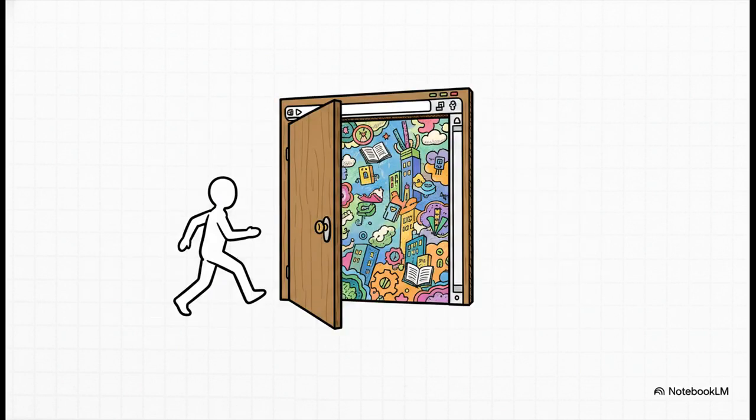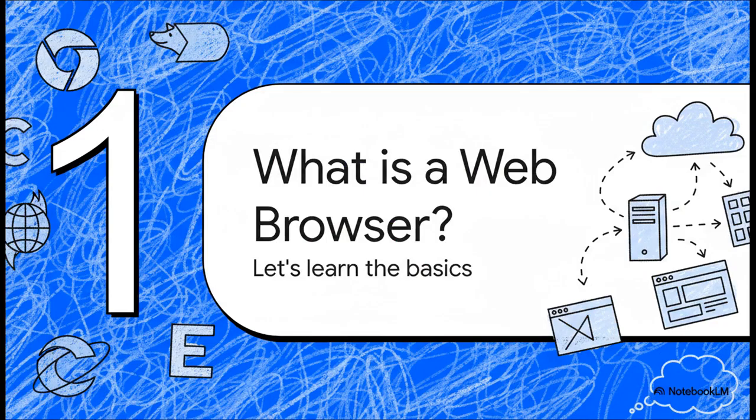So, you have this amazing world out there, but how do you get in? You can't just walk in. You need a special key, or better yet, a special door. And that door? That's your web browser. It's the one essential tool that unlocks the internet and lets you step inside to explore everything it has to offer.